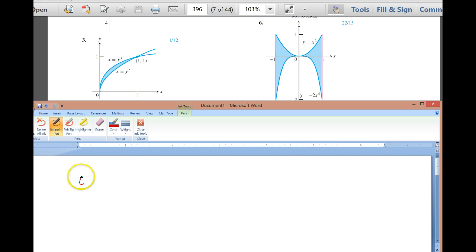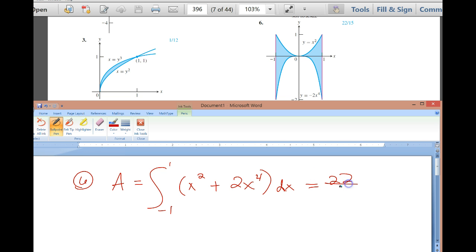Perfect. So for number 6, what are my bounds? A equals negative 1 to 1. My upper curve is y equals x squared minus number 6, negative 2x. So minus negative 2x, I probably would just make that a plus, dx. And plug that in, and hopefully you get something like 22 over 15.